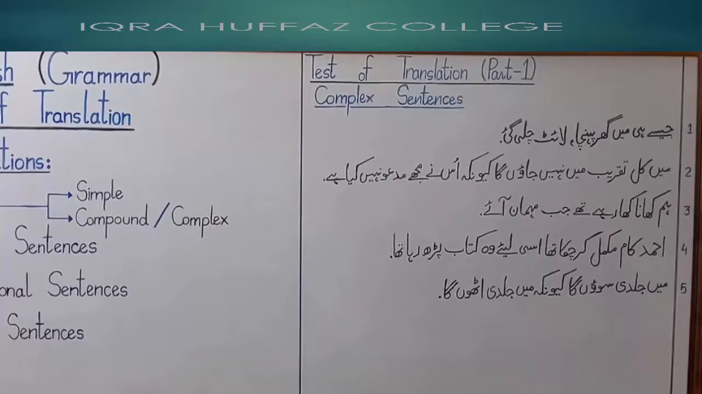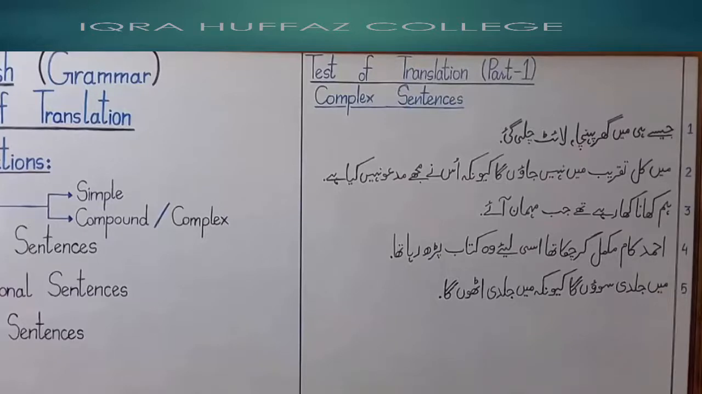You people have to identify the correct tense of each clause in every sentence. Each sentence has 2 clauses. You can see जैसे ही मैं घर पहुंचा, clause number 1, लाइट चली गई, clause number 2. जैसे ही, as soon as. मैं कल तकरीब में नहीं जाऊंगा, clause number 1, क्योंकि, conjunction, उसने मुझे मदऊ नहीं किया है. Now here you can see, मैं कल तकरीब में नहीं जाऊंगा.